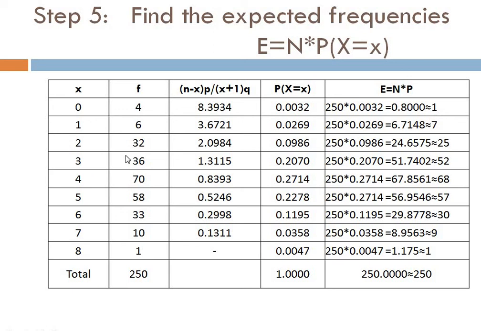Similarly, we can obtain expected frequency for x equal to 1, that is 250 into corresponding probability is this. We get 6.7148, which is approximately 7. In this fashion, we can obtain the rest of the expected frequencies. If the observed frequencies are quite close to the expected frequencies, then the binomial model used is satisfactory.